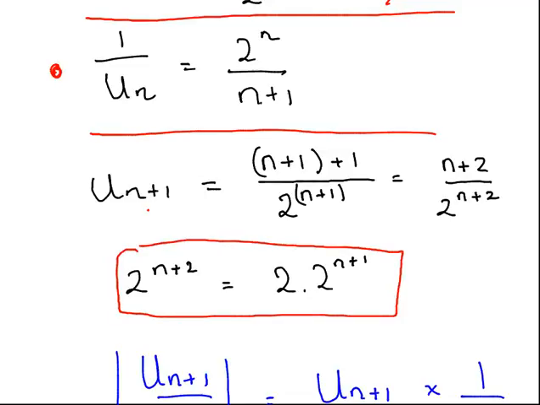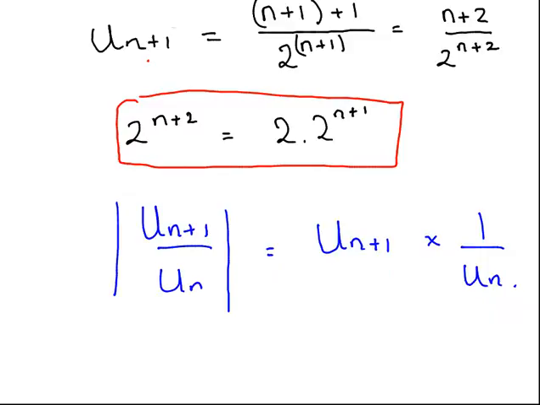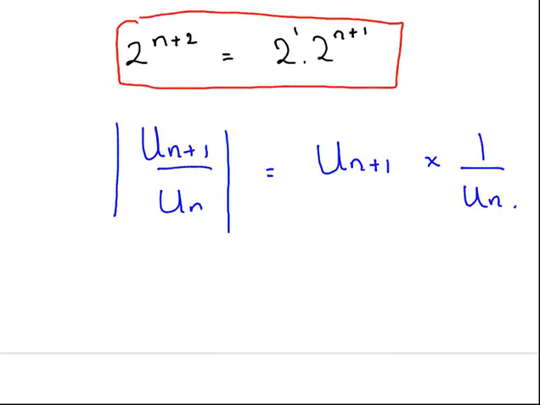It's always very important to know those little power rules. If you don't believe me, you can work backwards: add the two powers, 1 and n, and you get n plus 1. Now, this is what we're particularly interested in: the absolute value of u of n plus 1 over u of n. The absolute value is denoted by those two bars on either side of that fraction.